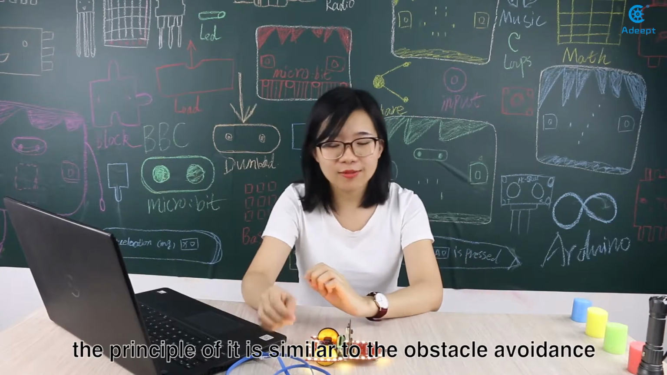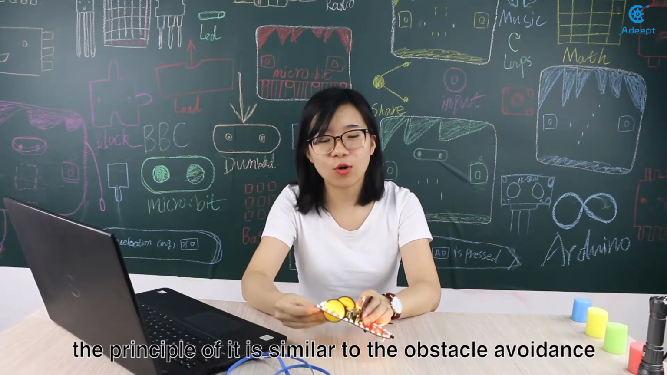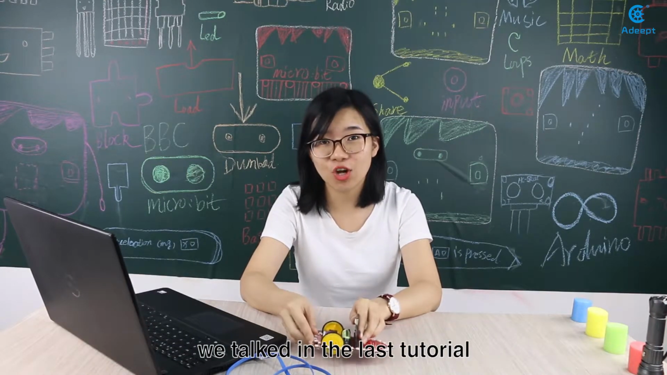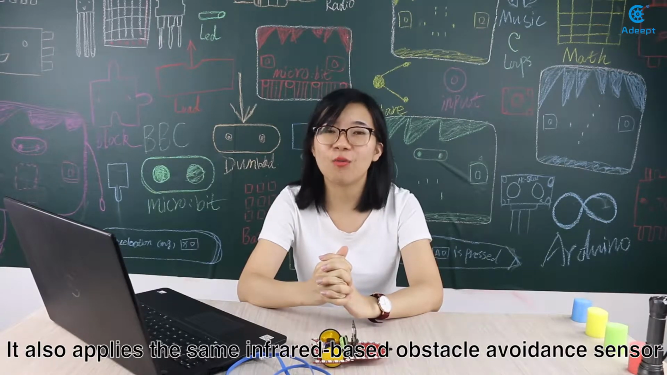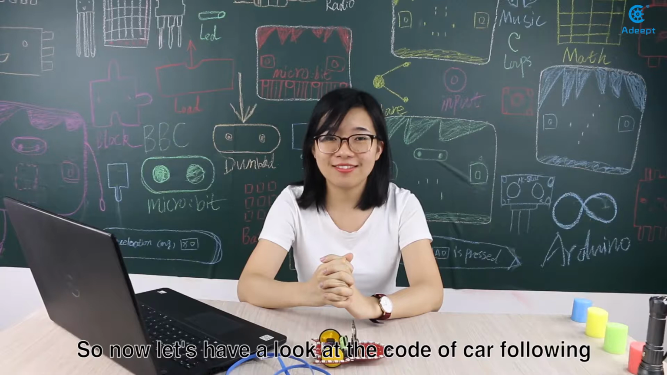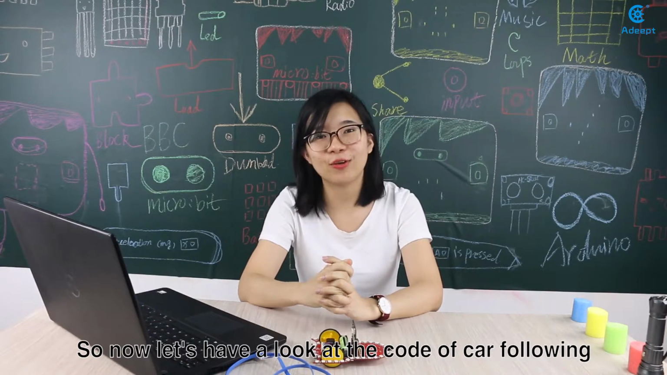In fact, the principle of it is similar to the obstacle avoidance we talked about in the last tutorial. It also applies the same infrared-based obstacle avoidance sensor. So now let's have a look at the code of car following.